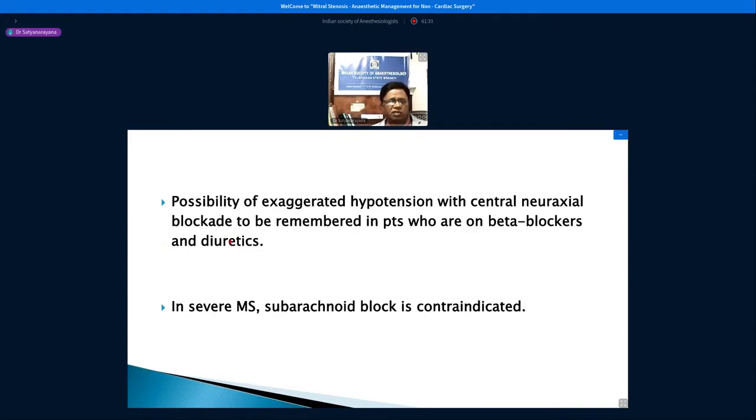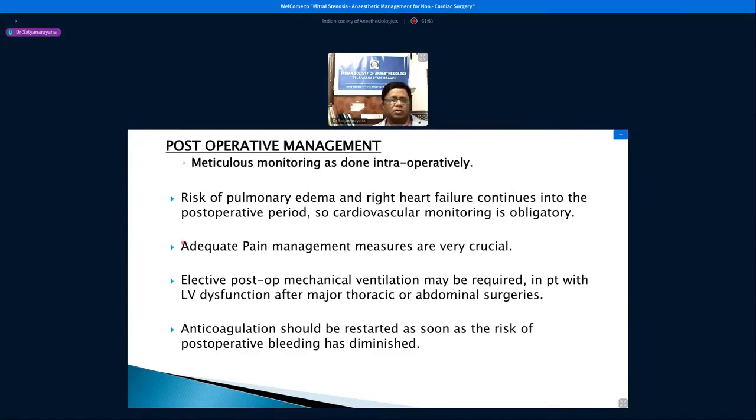Remember, whenever you are planning central neuraxial blockade, patients who are already on beta blockers and diuretics can have exaggerated hypotension. Just take note of it. And in severe mitral stenosis, subarachnoid block is absolutely contraindicated. And postoperative management should be very meticulous.